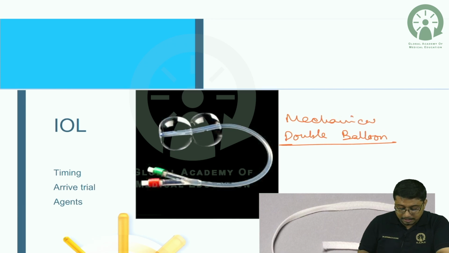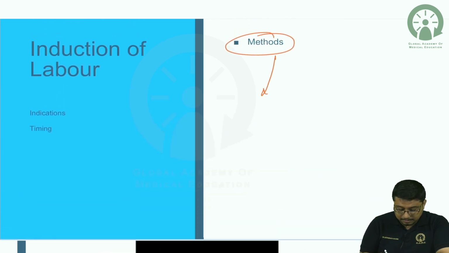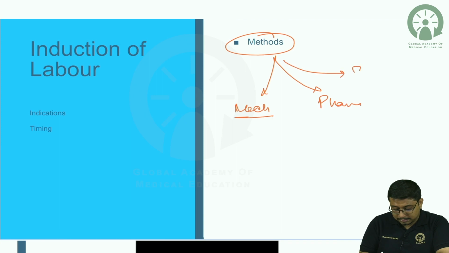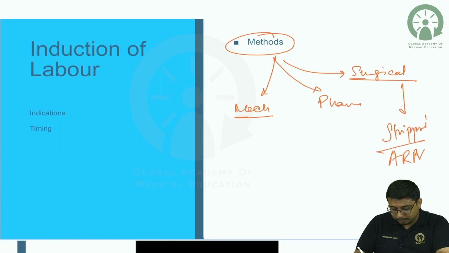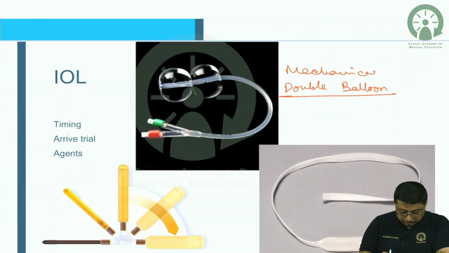So induction methods are basically either mechanical, pharmacological, or surgical. Surgical is like your stripping of membranes or artificial rupture of membrane, even though artificial rupture of membrane is not commonly used for this. Pharmacological is by prostaglandins. We'll have a detailed discussion. And mechanical is what I'm showing in this image.